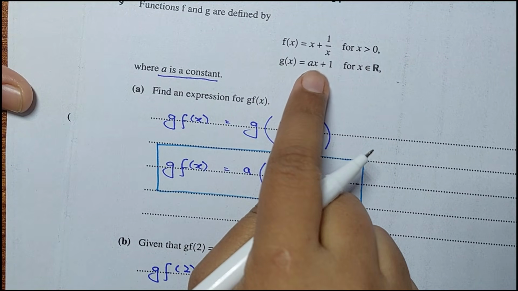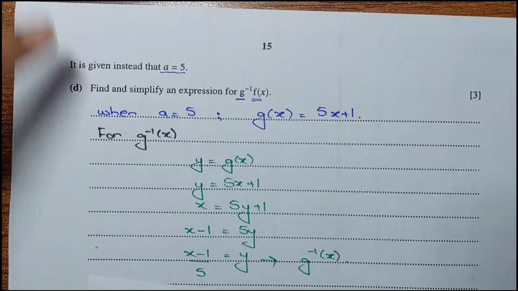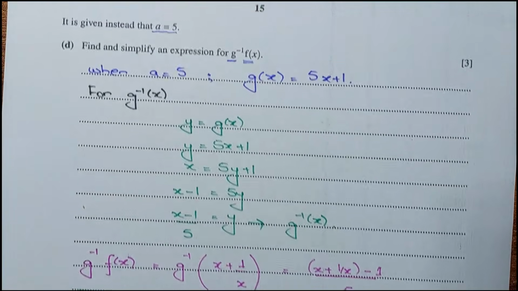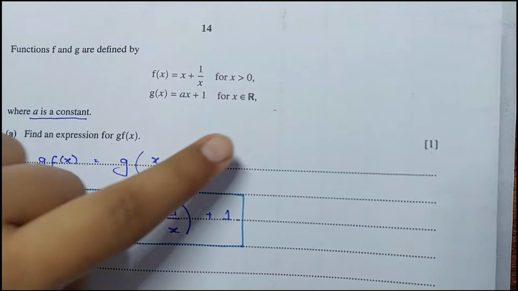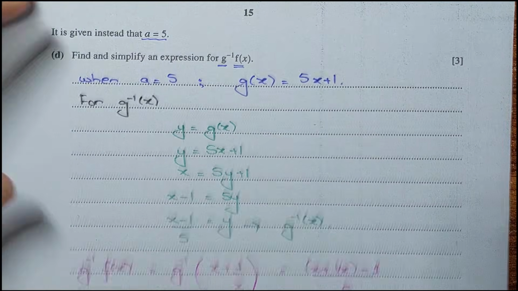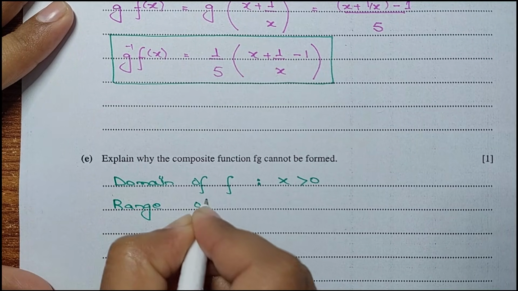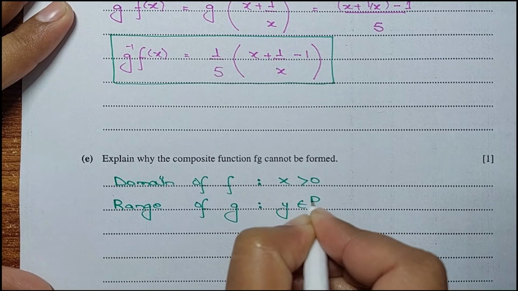Now g of x is a linear function, right? For this d and e part, you guys can see the a value is 5. So it is a linear function. The domain and range of a linear function is all real numbers, right? So what is the range of g? The range of g is y belongs to all real numbers, right?